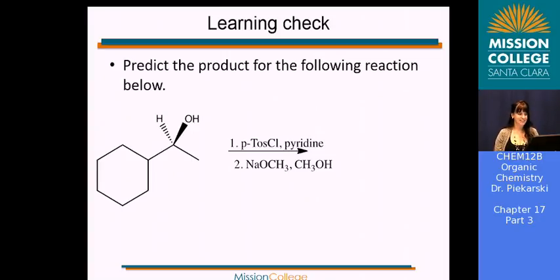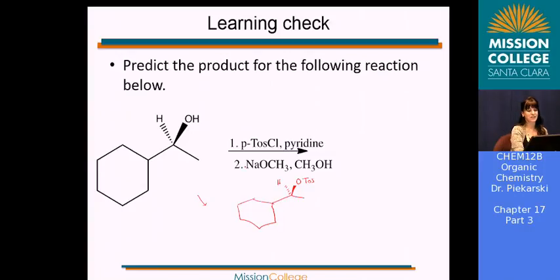Hopefully you've had a chance to do it. Let's check your work. The first step looks like we're adding para-toluene sulfonyl chloride. What is that going to do? That's going to replace this and make this hydroxide into a better leaving group without affecting the stereochemistry. So I'm just going to do the first step here, even though we're going to take it further. I'm not going to play with that stereochemistry. It stays the same. Okay?